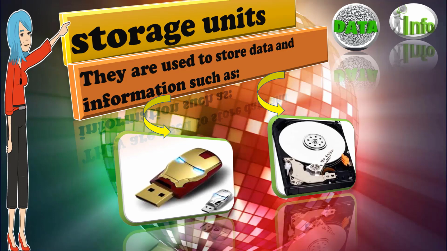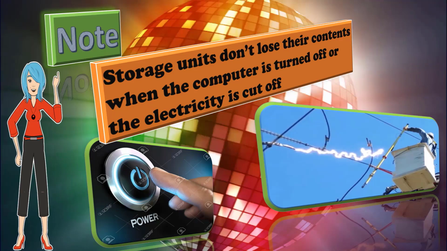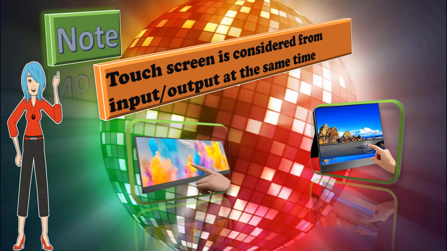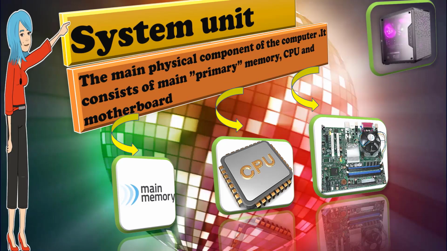Storage units are used to store data and information, such as flash memory and hard disk. Note: storage units don't lose their contents when the computer is turned off or the electricity is cut off. Another note: touch screen is considered from input-output at the same time. As to system unit, it is the main physical component of the computer. It consists of main memory, CPU, and motherboard.